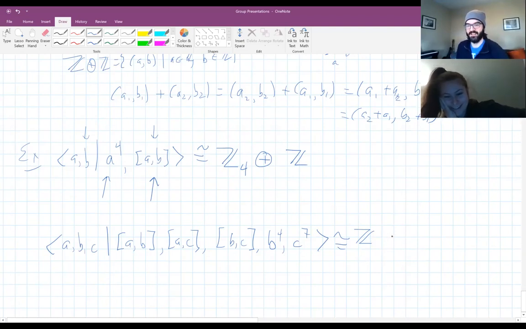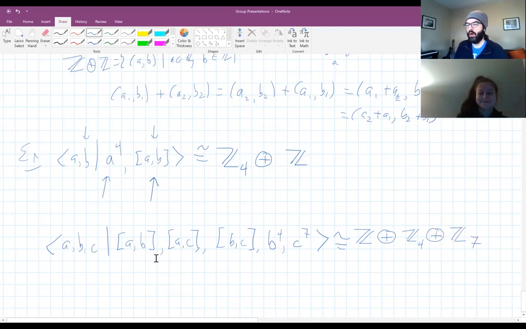Okay, what else? Plus Z4. So Z4 comes from B to the fourth as the relator. And then you said plus. Why is it circle plus? Because it commutes with A. Okay, and then is that all of them? No. And then we add Z7. There you go. Very good.